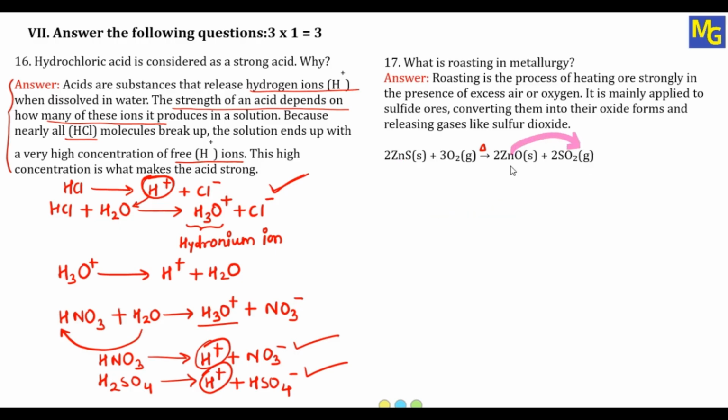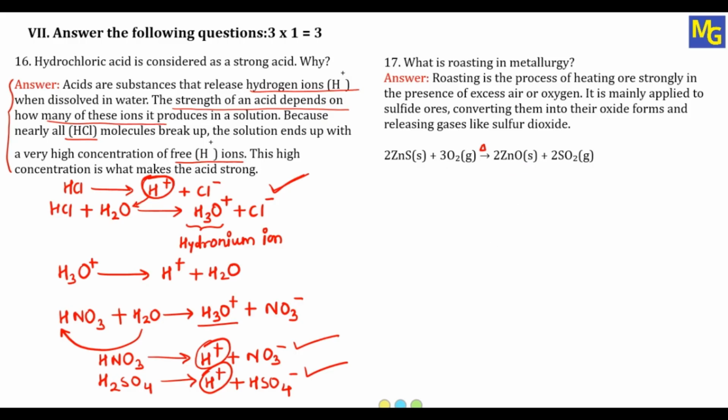There is one more process called calcination, which is in the textbook. You may have studied it. Calcination means heating in the presence of less oxygen or in the absence of oxygen. For that process, we do not use sulfide ores. We use carbonates, in which there is already oxygen. But here we are using ores which don't have oxygen. See, the sulfide ore doesn't have any oxygen. So we add oxygen in large amount and convert the sulfide into oxide ores. Remember, oxide ores are easy to convert into pure metal. So this was the answer for question number 17.